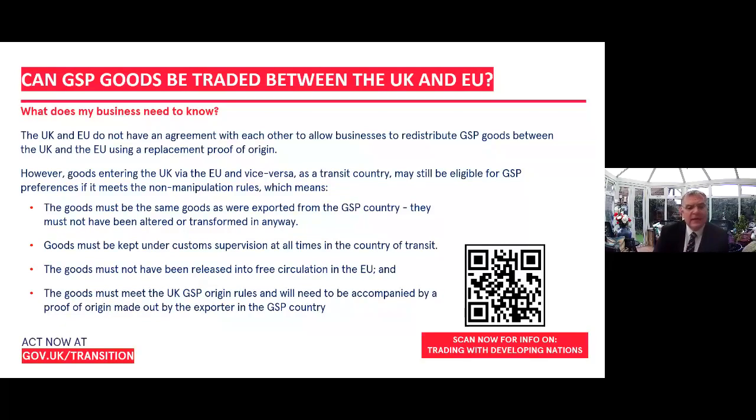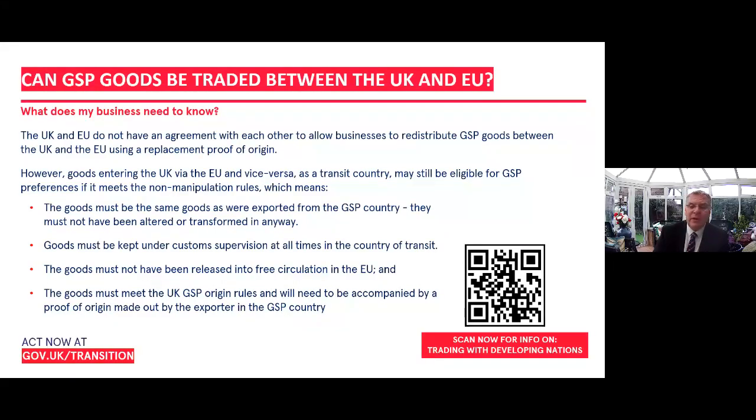However, goods entering the UK via the EU and vice versa as a transit country may still be eligible for GSP preferences if they meet the non-manipulation rules, which means the goods must be the same goods as were exported from the GSP country. They must not have been altered or transformed in any way. Goods must be kept under customs supervision at all times in the country of transit.